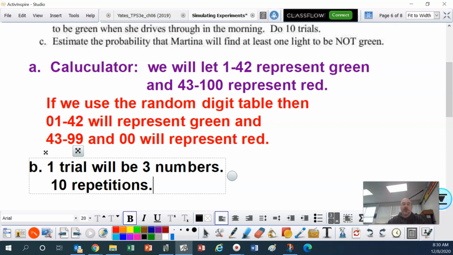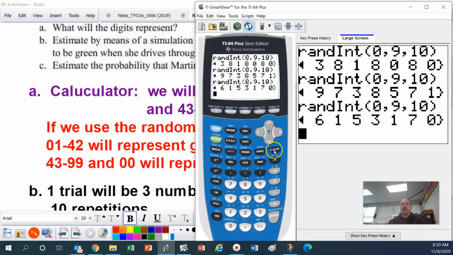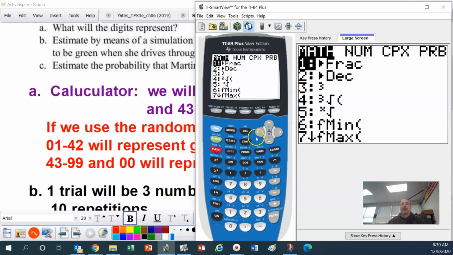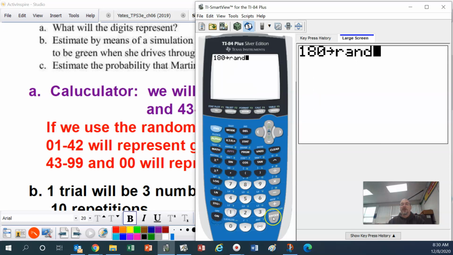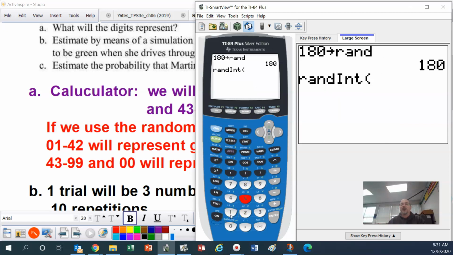Now, when I do this one, ladies and gentlemen, let me get the calculator set up. So again, we're going to seed the calculator with 180. All right, so let me get this rolling here. I'm going to put in my 180, hit store, go to probability and pick rand. Then I'm going to go back to my probability, number 5. Since I'm using the calculator, I'm just going to go 1, 100, 3, because it's 3 traffic lights.